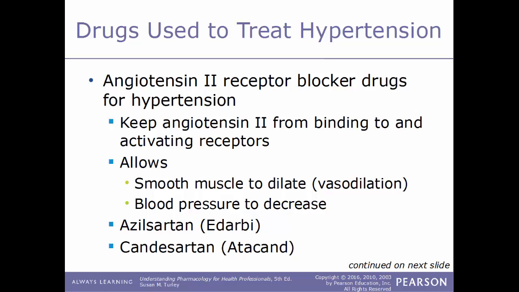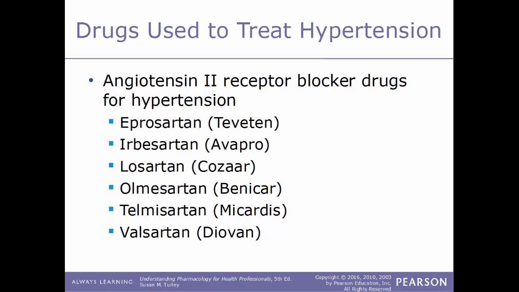Some examples of angiotensin 2 receptor blocker drugs: azilsartan, sold under the trade name Edarbi; candesartan, also known as Atacand; eprosartan, sold under the name Teveten; irbesartan, also known as Avapro; losartan, known as Cozaar; olmesartan, known as Benicar; telmisartan, known as Micardis; valsartan, also known as Diovan.